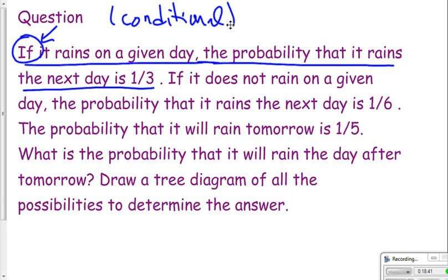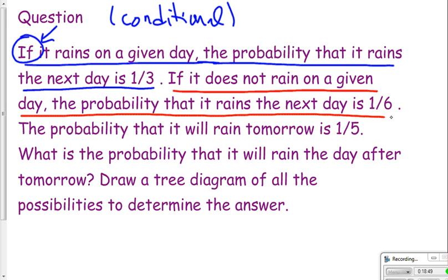Okay, conditional probability. It also goes on to say in this problem, if it does not rain on a given day, the probability that it rains the next day is 1 out of 6. Then it tells us the probability that it's going to rain tomorrow is 1 out of 5. We want to know the probability that it will rain the day after tomorrow. So we're not interested in today per se, and we're not interested in the first day, we're interested in 2 days out. Okay, and we're going to draw a tree diagram.